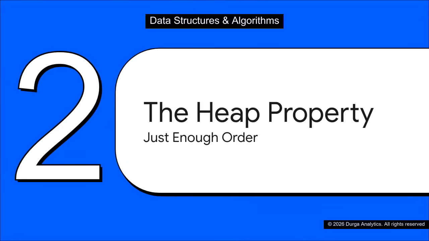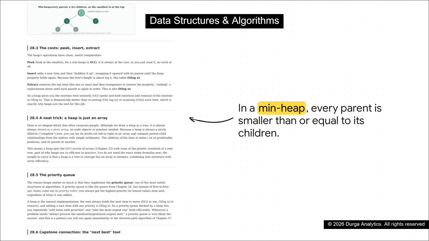Which brings us nicely to part 2, the heap property, or, as I like to think of it, designing just enough order. To solve this, we use a specialized data structure built entirely for this one specific job. You probably remember trees from chapter 26, right? Well, a heap is a specialized binary tree with one absolute golden rule, the heap property.